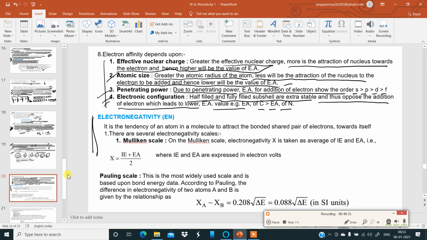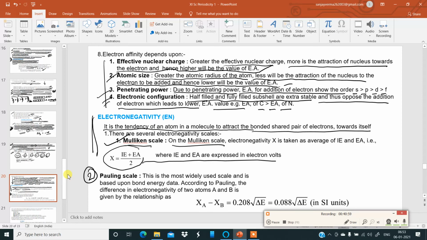Coming to electronegativity, EN. Electronegativity, my dear students, is the tendency of an atom in a molecule to attract the bonded shared pair of electrons to itself. This electronegativity has been measured on various scales. One is the Mulliken scale, the other is the Pauling scale. Remember these names, and if possible, try to remember this formula also. On the Mulliken scale, the formula to measure electronegativity, represented by capital X, is IE plus EA divided by 2, where IE is ionization energy and EA is electron affinity, expressed in electron volts.